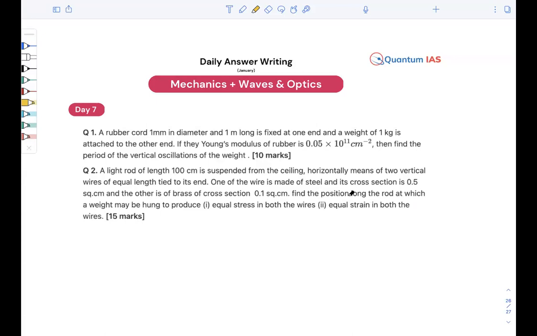Question number 1 is saying: a rubber cord of 1 millimeter in diameter and 1 meter long is fixed at one end. A weight of 1 kg is attached to the other end. If the Young's modulus of the rubber is given this much, find the period of vertical oscillation of the weight. Now you will be wondering how this can be possible. We have studied oscillation for a spring. Will it be doing vertical oscillation for the weight?